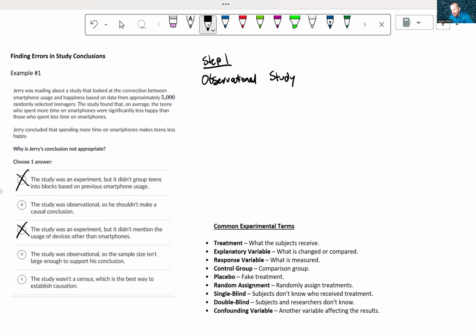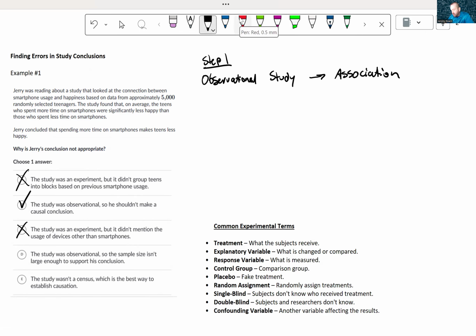For B, it says the study was observational, so he shouldn't make a causal conclusion. Because it's observational, he shouldn't have said that there's causation. And this asks why his conclusion is not appropriate, so B is why it's not correct. An observational study means association.